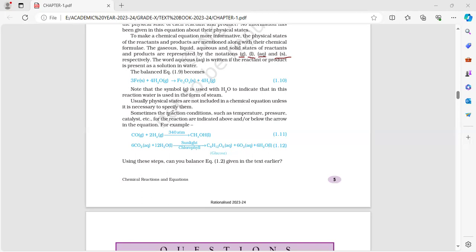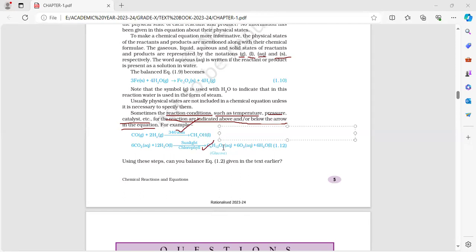Sometimes the reaction conditions such as temperature, pressure, catalyst, etc. for the reaction are indicated above or below the arrow. So in some chemical reactions there are certain conditions which are mandatory. Those conditions we mention above or below the arrow.